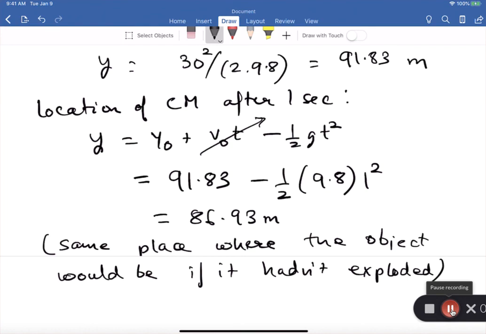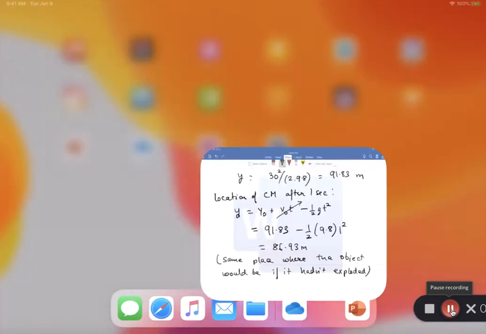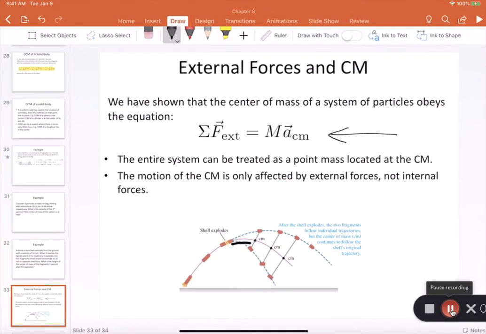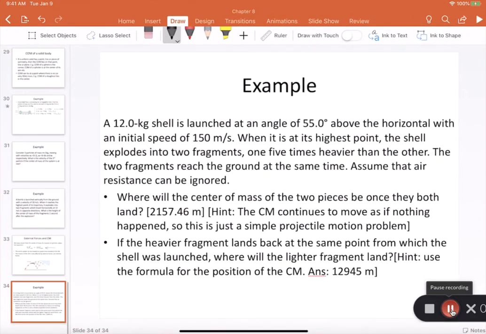So I have another problem in the PowerPoint which you can solve easily using the same idea, and that's this one. It's very similar to the problem that we just did. I've also put some hints on the slide. I would recommend that you try this problem on your own. I think there's a similar problem in your Mastering Physics as well.